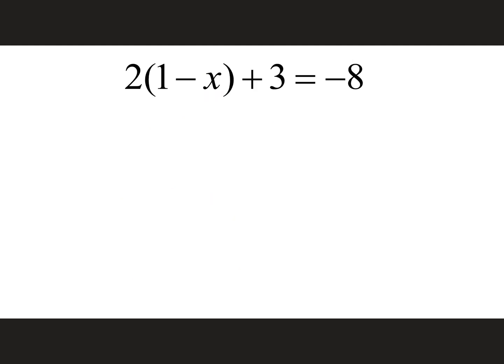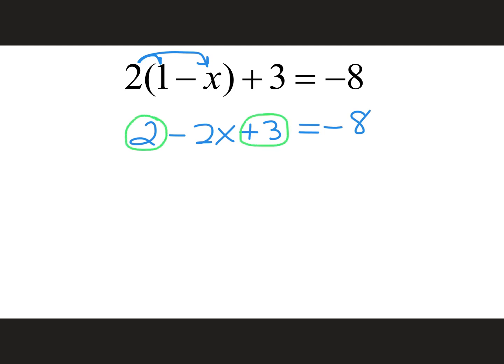This one does have parentheses, so let's get rid of that first by using our little rainbow arrows here. 2 times 1 is 2. 2 times negative x is a negative 2x plus 3 equals negative 8. Next thing, I'm going to look at my expressions on either side. Is there anything I can simplify? Sure enough, let me use a different color here. I have a constant of a 2 and another constant of a 3 that I can put together.